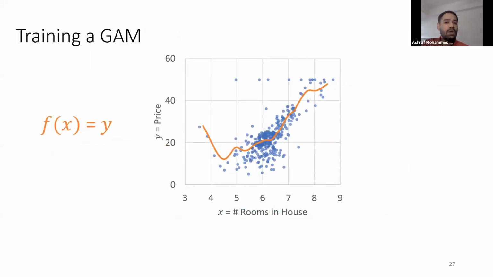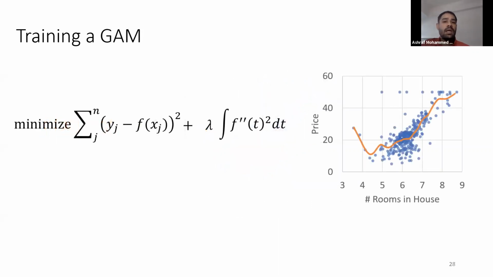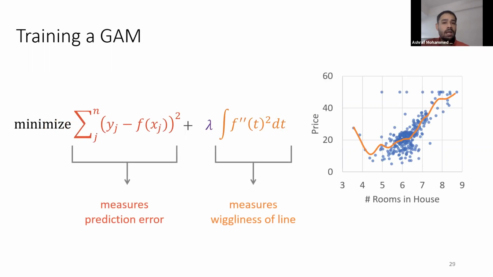Training a GAM involves learning a line that is indicated by the function f, which best predicts the data. So in this case, you want to learn the relationship between the number of rooms on the x-axis and the price on the y-axis. And this function can be learned by minimizing this objective. Let me try and break this down for you. It consists of two parts. The one on the left measures the error between the prediction line and the ground truth. And the one on the right controls for how wiggly the line is.